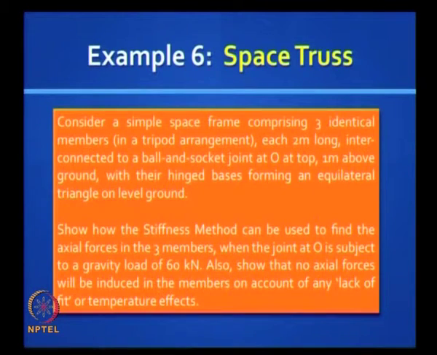Show how the stiffness method can be used to find the axial force in the 3 members when the joint at O is subject to a gravity load of 60 kilonewton. Also show that no axial force will be induced in the members on account of any lack of fit or temperature effects. Why won't you have any axial forces? Because it is a just rigid statically determined structure, but we have to demonstrate it using the stiffness method. It is a simple problem, so let us give it a shot.